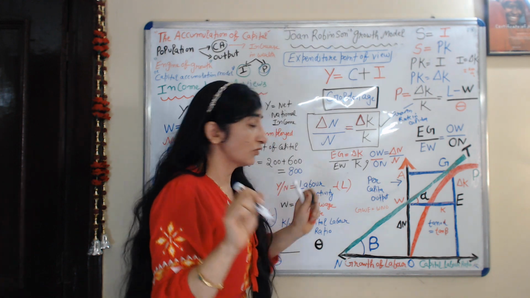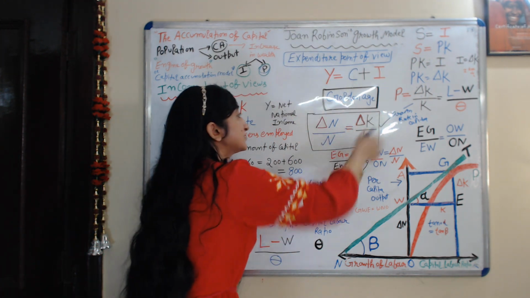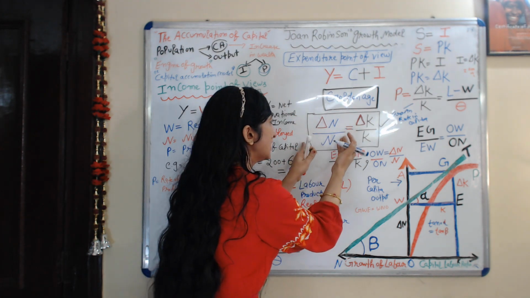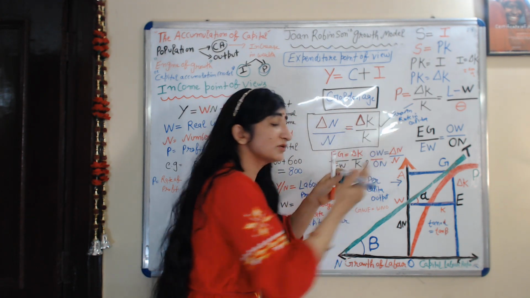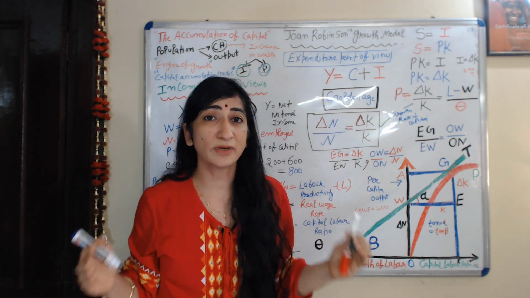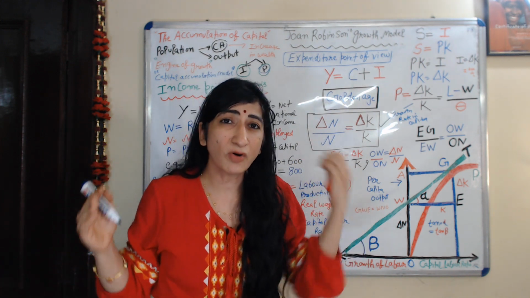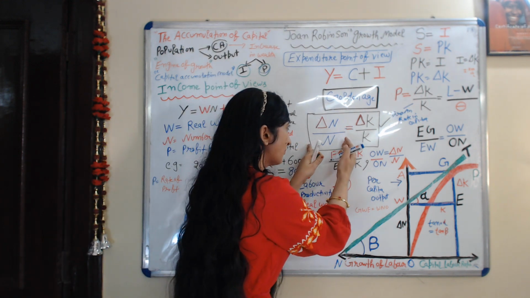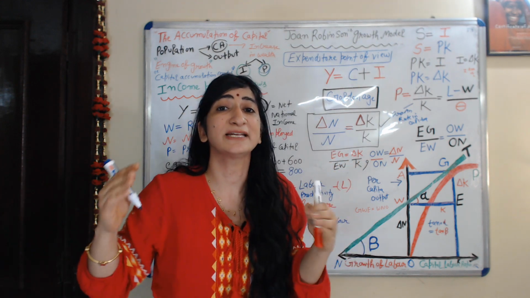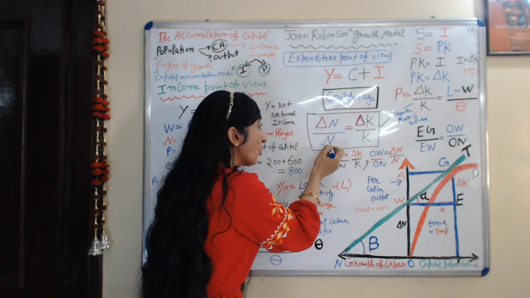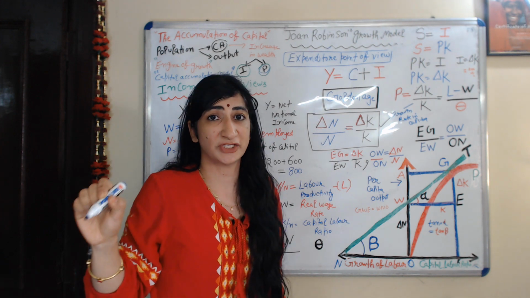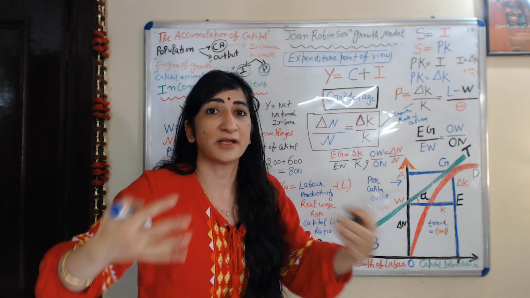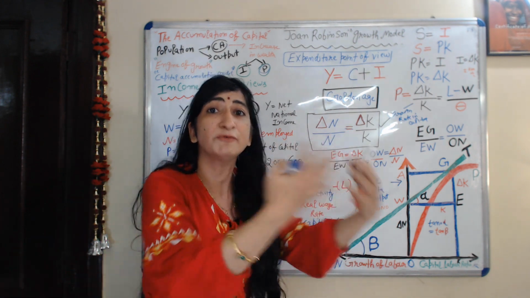Now we discuss what the golden age is. Golden age means where the growth rate of population is equal to the growth rate of capital. According to this model, an economy can achieve its golden age where the growth rate of population is equal to the growth rate of capital. Delta N over N is the growth rate of population. Growth rate of population means population growing for getting employment. Population is coming for getting employment.